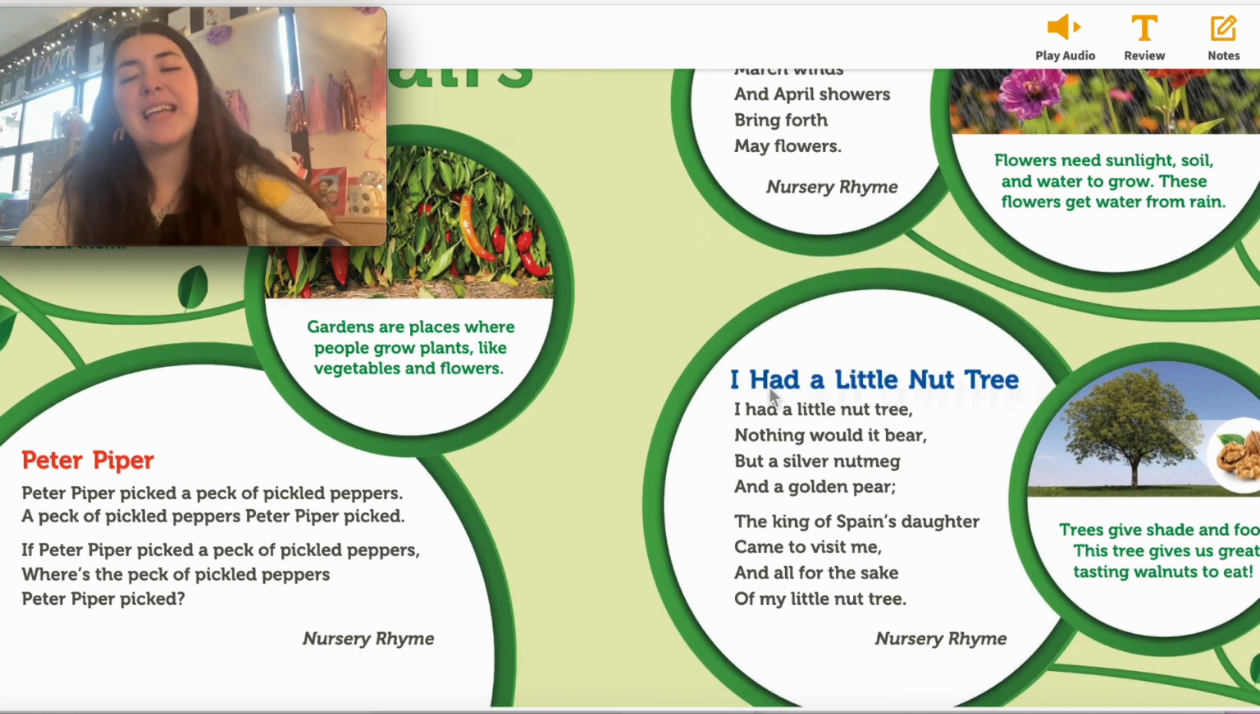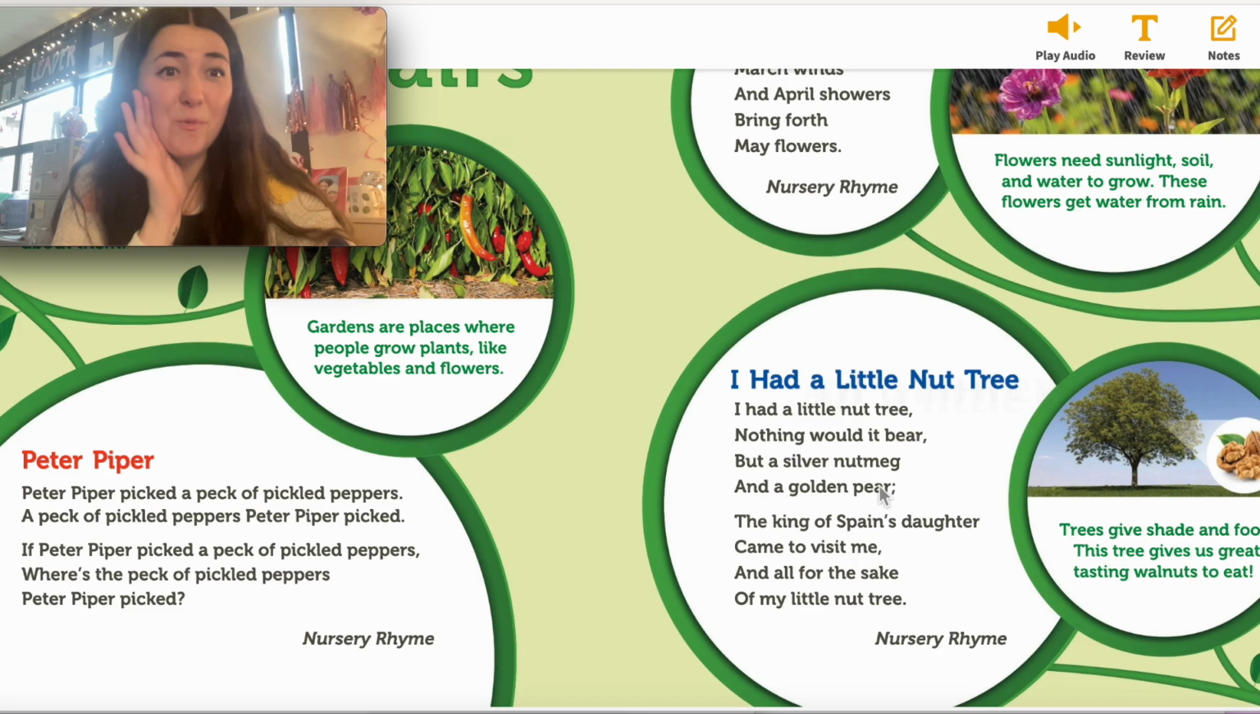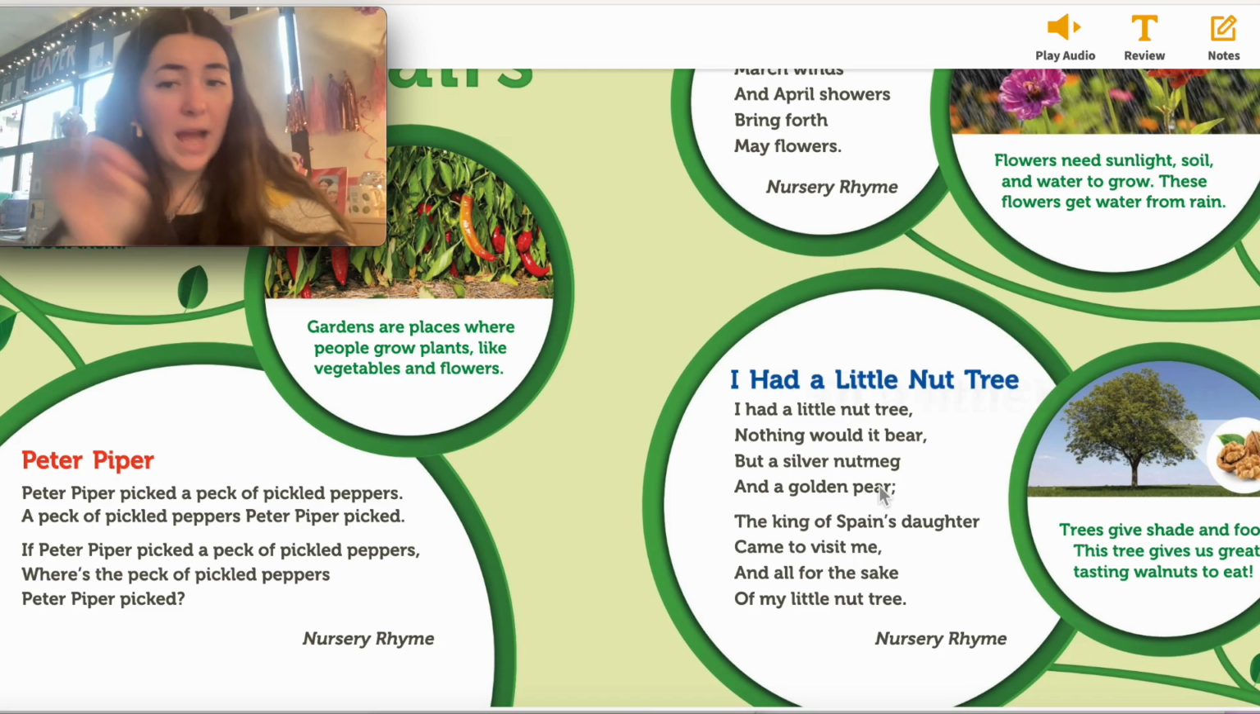And our last one is, I had a little nut tree. This says, trees give shade and food. This tree gives us great tasting walnuts to eat. This one goes like this. I had a little nut tree. Nothing would it bear but a silver nutmeg and a golden pear. I heard a rhyming word, did you? It was bear and pear, both rhyme.